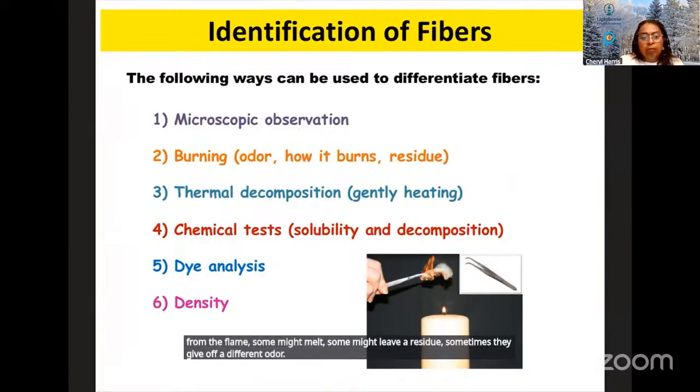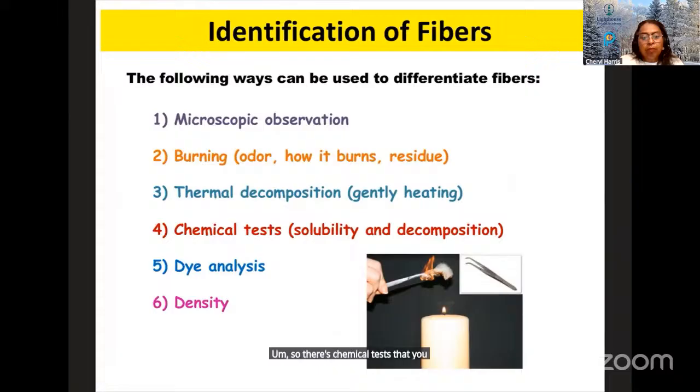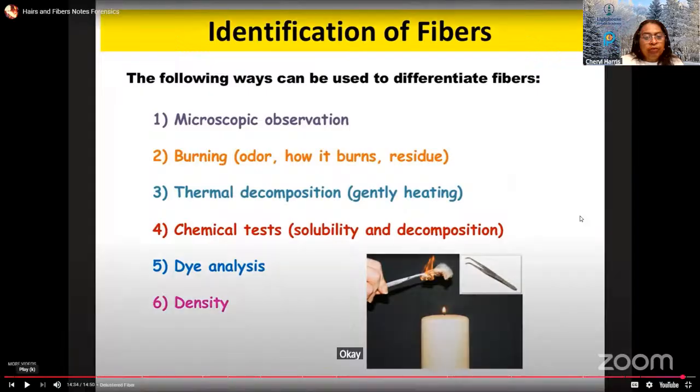There are chemical tests that you could do on the fibers to figure out what type of fiber it is. You might be able to analyze the dye or the density. So there's definitely a list of things that you can use to differentiate different types of fibers. Again, you can go back and pull this up and look at that as well.